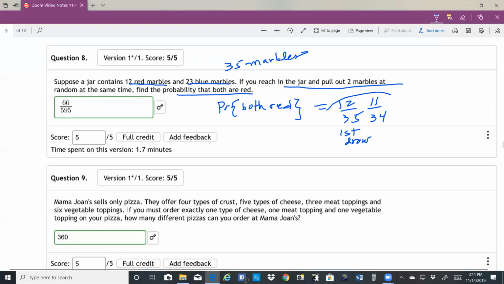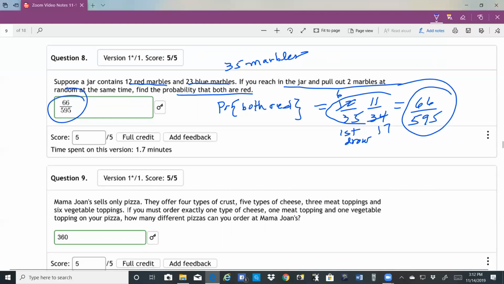So this is the total probability, 12 divided by 35 times 11 over 34. We can reduce this fraction to 6 times 11, which is 66, divided by 35 times 17, which is 595. So the probability is 66 over 595.